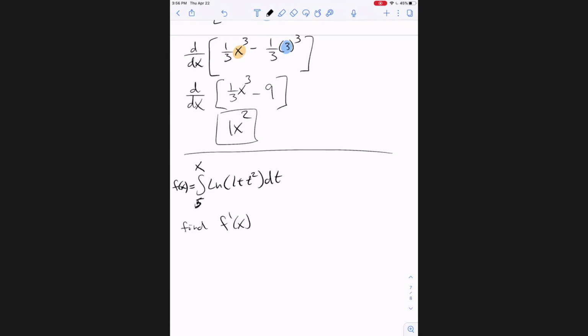It should take you longer to write the problem than to do it. So what is it? You just plug in x, right? So natural log of 1 plus x squared. How many of you got that? Good. Now we'll get to the tougher ones where you have to use the chain rule. Let's take a break. We'll start at 4:06.